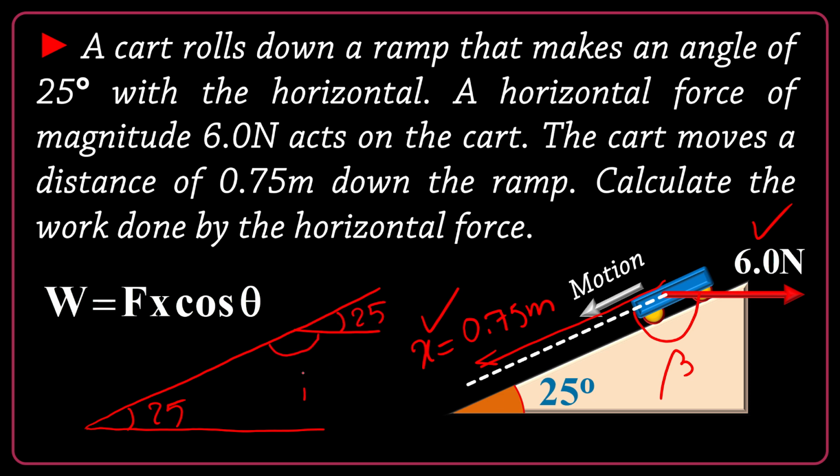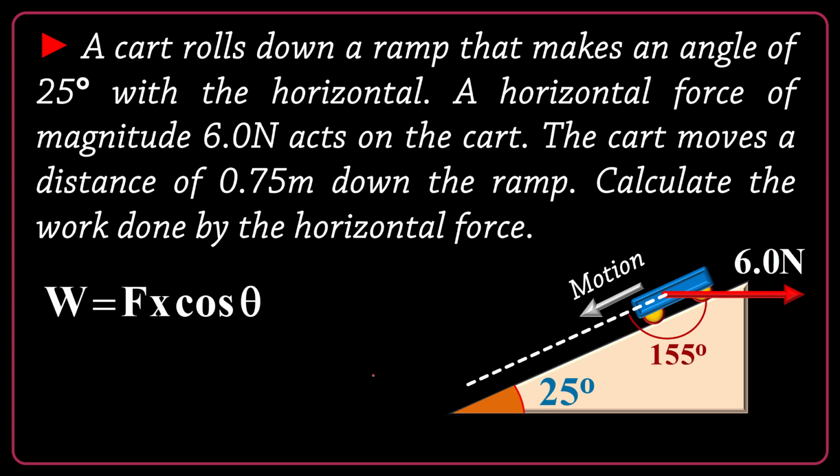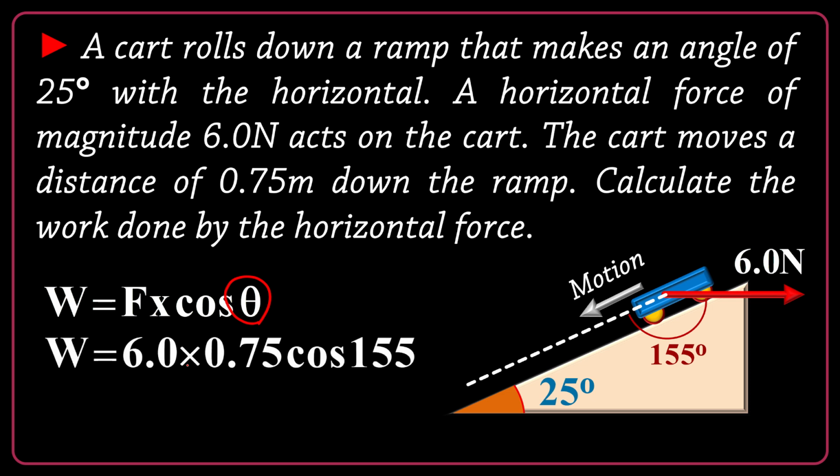And here I have a beta. Let's say this is alpha. Alpha and beta are supplementary angles. They add up to 180. So beta is going to be 155 degrees. Here theta is 155 degrees. Let's plug in the values: 6 times the displacement and cosine of 155. The answer is negative 4.1 joules.